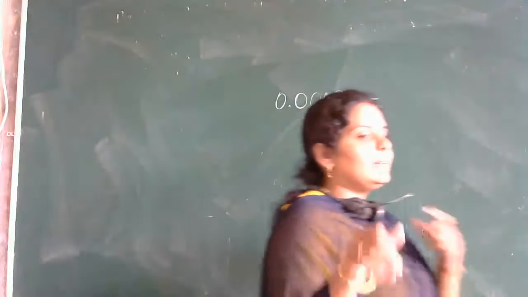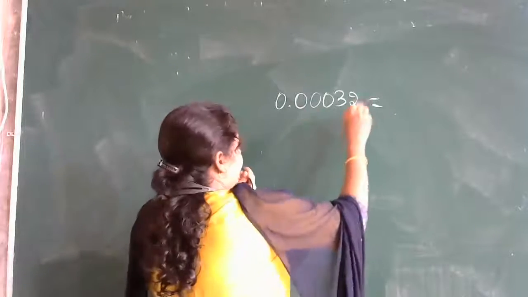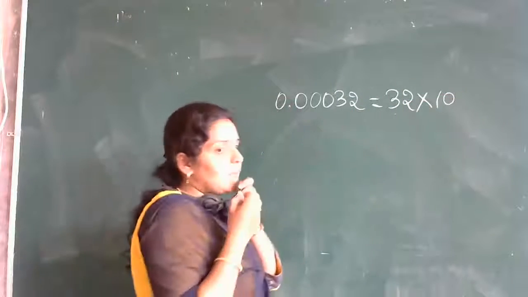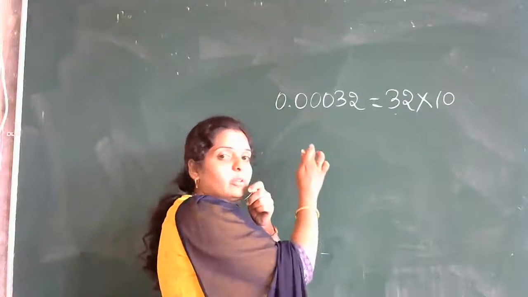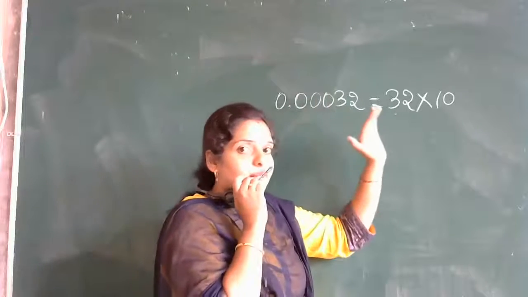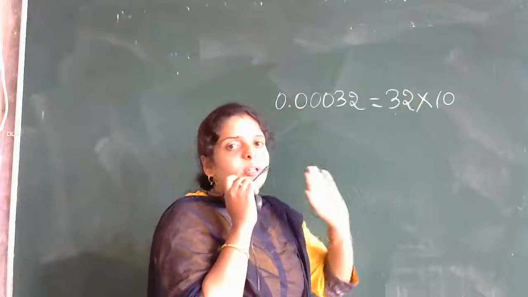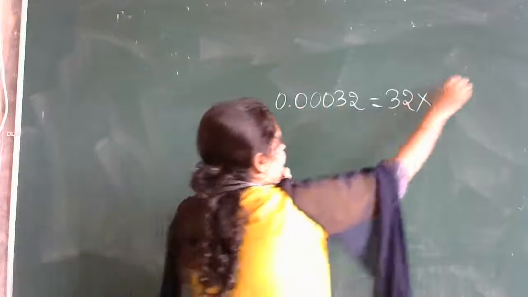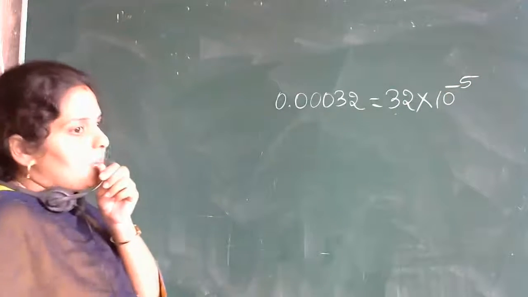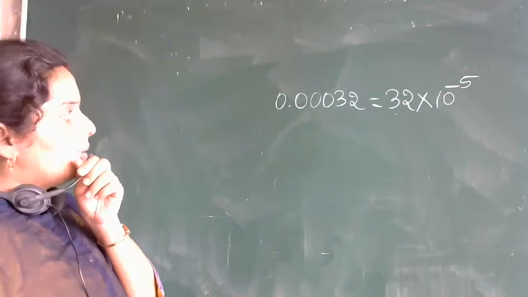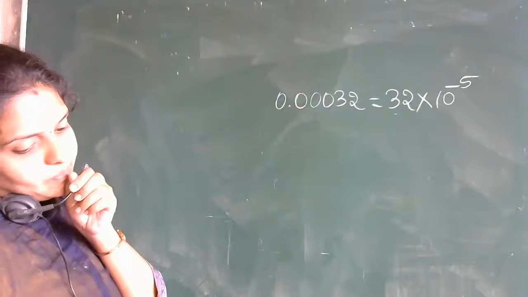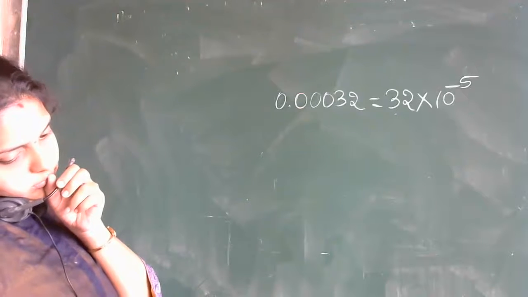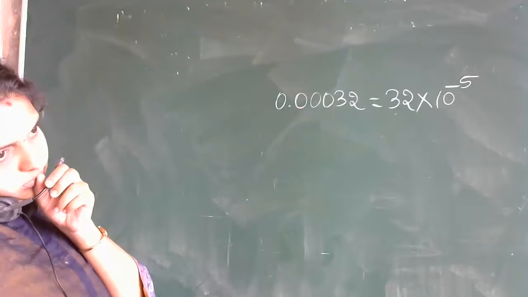Here this number I can write it in two different forms. One is that is 32 into 10 to the power. Now your decimal you are shifting to the right side. So when you are shifting it to the right side, you are going to write it as 10 to the power minus 1, 2, 3, 4, 5. You can write it as 10 to the power minus 5. That is 32 into 10 to the power minus 5. Is it clear? Are you understanding?